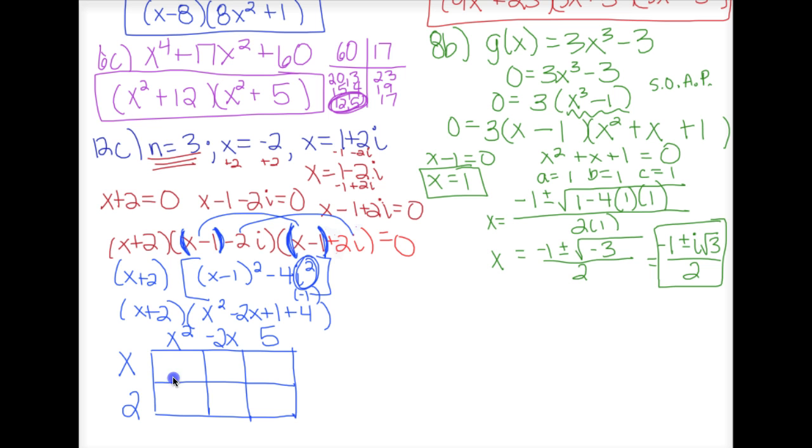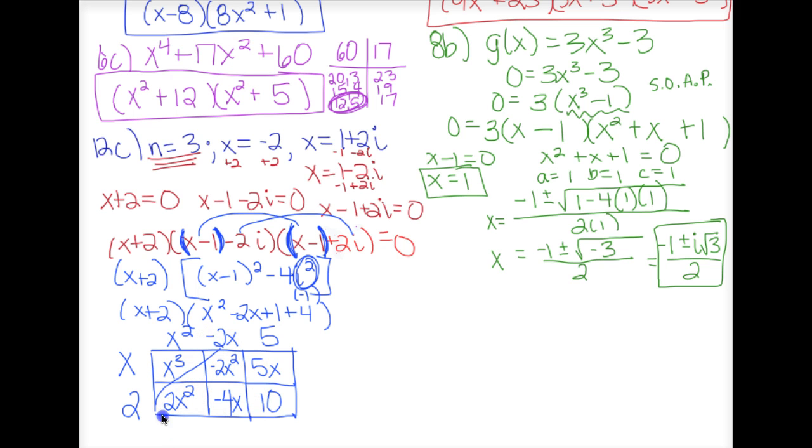Okay, so x times x squared is x cubed. X times negative 2x is negative 2x squared. X times 5 is 5x. 2 times x squared is 2x squared. 2 times negative 2x is negative 4x. And 2 times 5 is 10. So then I've got all of my terms in my box, and I can combine my like terms.